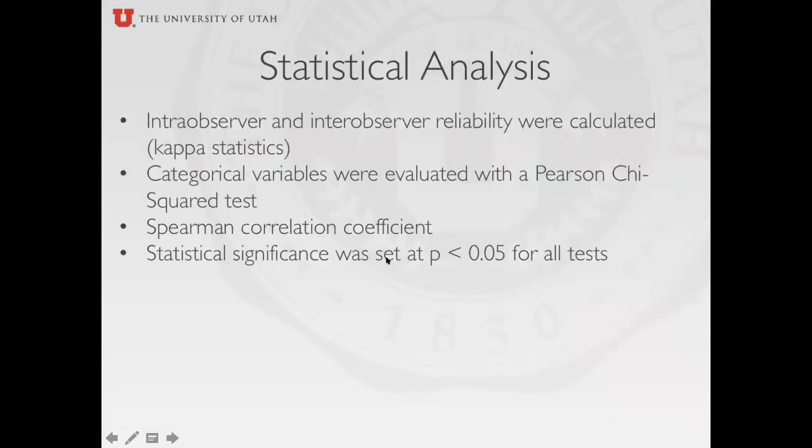So we did intra-observer and inter-observer reliabilities, and then also looked at our categorical variables with the Pearson chi-squared test, and then used the Spearman correlation coefficient for looking for any correlations between our evaluated variables. And all of the statistical testing was set at a p of less than 0.05.